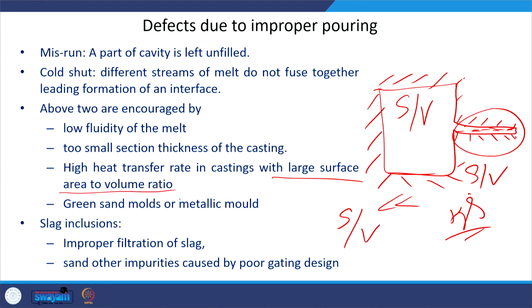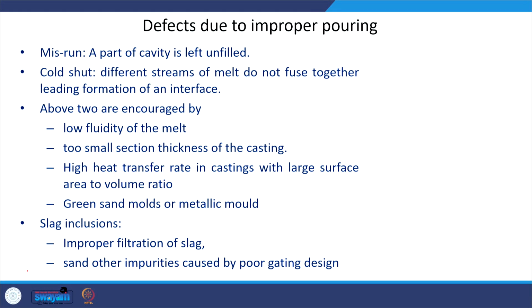So, rapid heat transfer is facilitated by the casting or its sections when the surface area to volume ratio is very high, and this kind of situation is also encouraged by a green sand mold having a high percentage of moisture, or metallic molds where the thermal conductivity of the metal mold is very high and extracts the heat very rapidly.